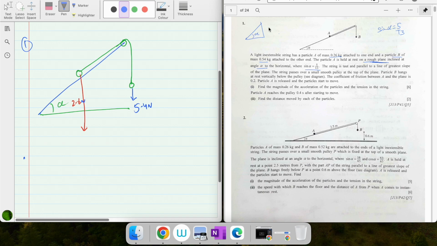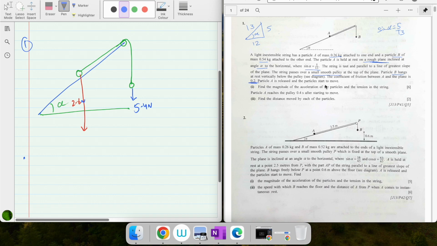This is alpha. Sine is perpendicular over hypotenuse. So if I use Pythagoras theorem, that is square root of 13 squared minus 5 squared, I get this side as 12. So I can use sine, cos, tan, anything. The string is taut and parallel to the line of greatest slope of the plane. The string passes over a smooth pulley at the top of the plane. Particle B hangs at rest vertically below the pulley as shown in the diagram. The coefficient of friction between A and the plane is 0.2.